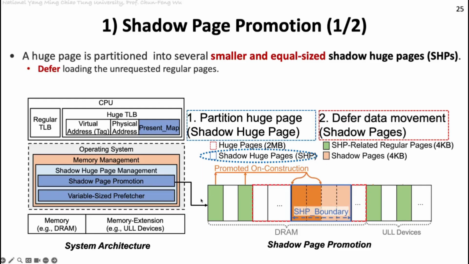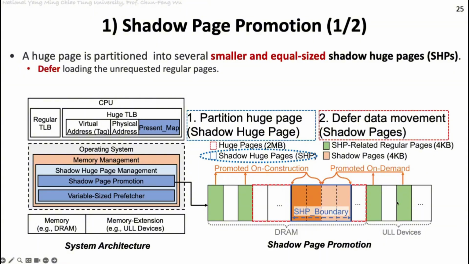The first is about, if the data is in the memory, then we will promote it on construction. It means if we are going to construct this area, then we will move the data from DRAM from some locations to this location. And because those data are all on the DRAM, this movement will be super fast. So we can do it immediately when we are going to create a larger patch, I mean, larger than 4 kilobytes.